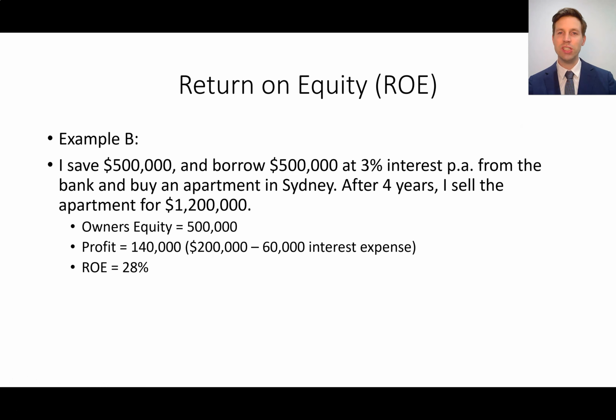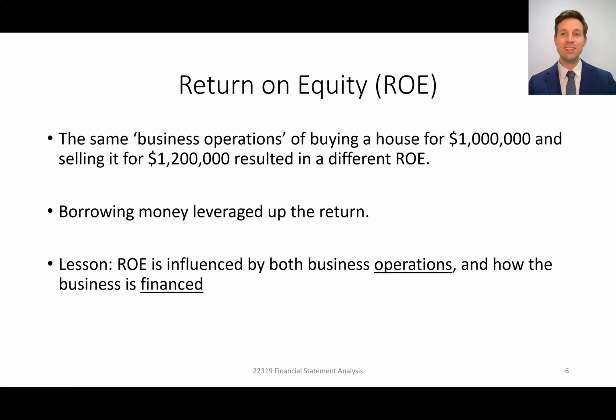If I change the way I structure this transaction a little bit, I might get a different return on equity. So if I decide to save up $500,000 and I borrow $500,000 from the bank at 3% interest, I can still buy that same $1 million apartment and sell it for $1.2 million 4 years later. However, this time my return on equity is different. My owner's equity was only $500,000. I made a profit of $140,000, the $200,000 sales price difference minus the $60,000 interest expense, and my ROE is 28%.